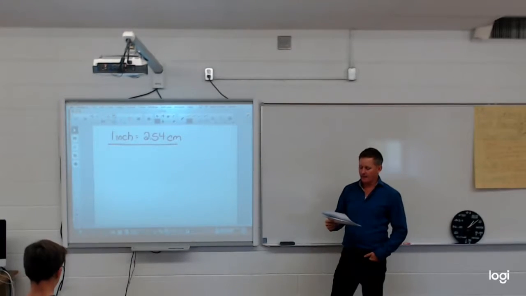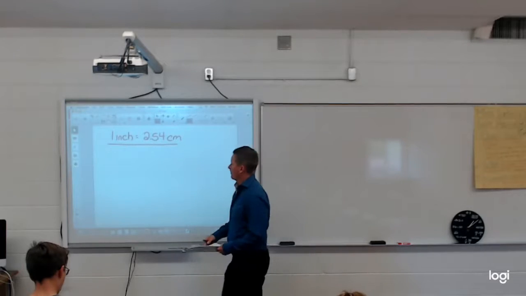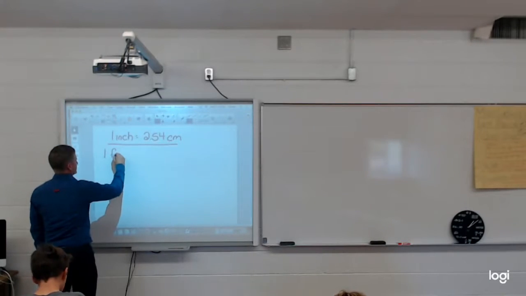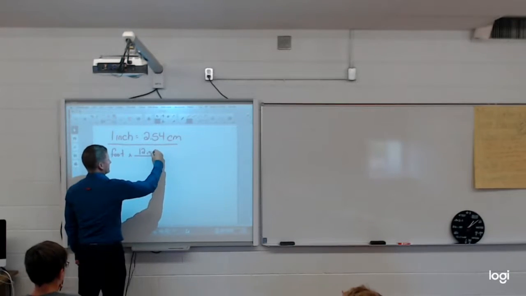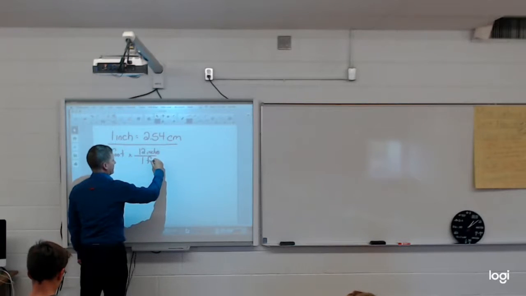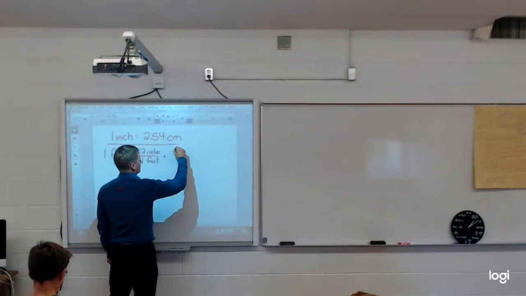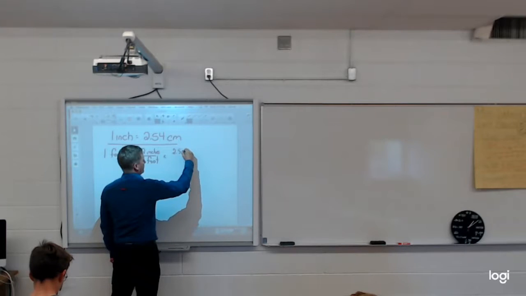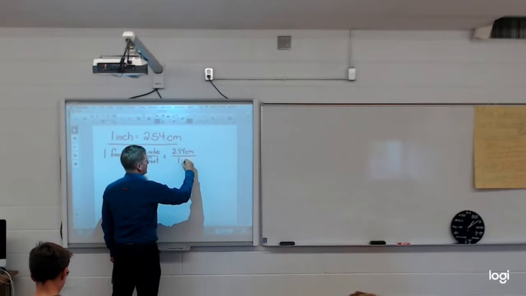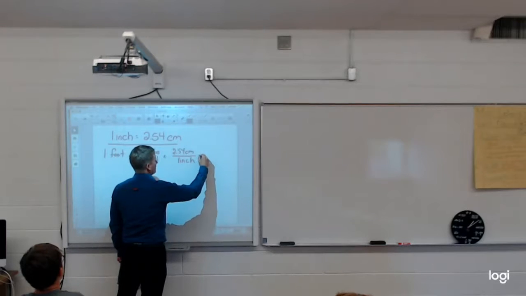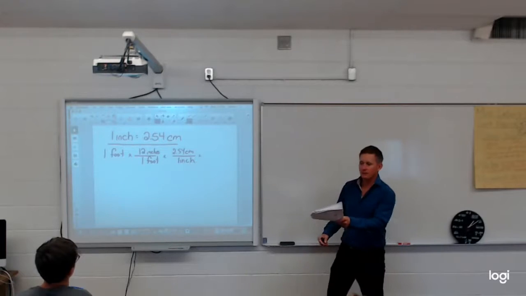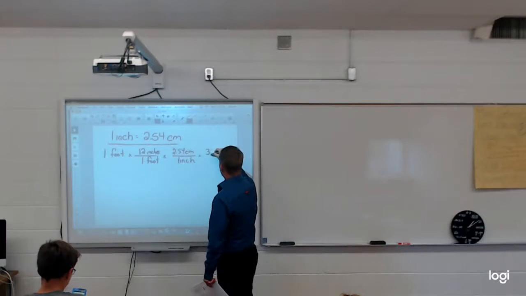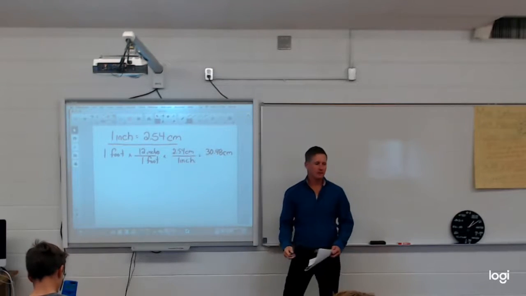So it says, about how many centimeters are there in a foot? Well, here's how I want to see it set up. 1 foot, 12 inches. 12 inches, and 1 foot, right? And 2.54 centimeters in 1 inch. So now I can use my calculator. 30.48. That's great. 30.48 centimeters. Okay.